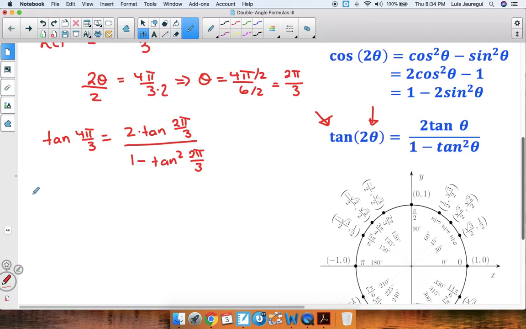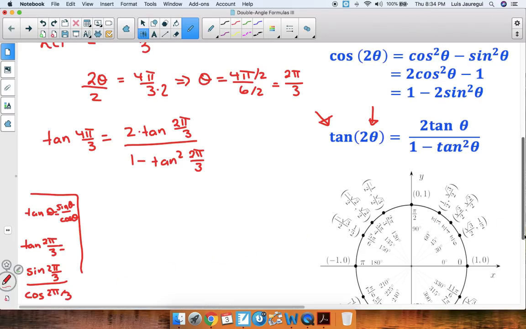Well, recall here on the side note that tangent is equal to sine over cosine. So tangent of theta is equal to sine over cosine. So we're going to use that information to come up with the particular value for tangent of 2 pi over 3. So this is going to become simply tangent of 2 pi over 3 is equal to sine of 2 pi over 3 divided by cosine of 2 pi over 3.